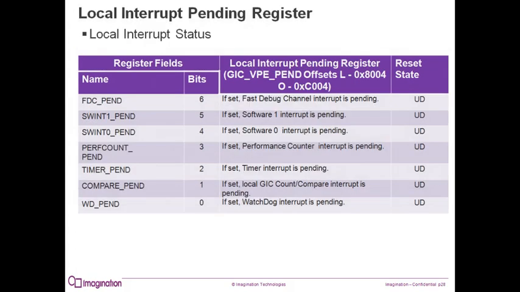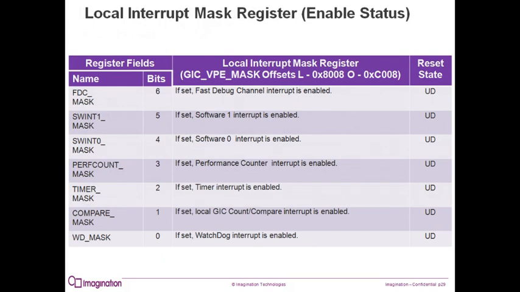The next 4 slides all deal with the local processor or a VPE on an MT system's interrupts. This register is the interrupt pending register. This is a read-only register that will tell you if an interrupt is pending for one of the local interrupts, regardless of whether or not the interrupt is enabled. The local interrupt mask register is a read-only register that reports the enabled status of the local interrupt. If an interrupt bit is set, the interrupt is enabled, and if the interrupt occurs, it will interrupt the processor or a VPE on an MT system.